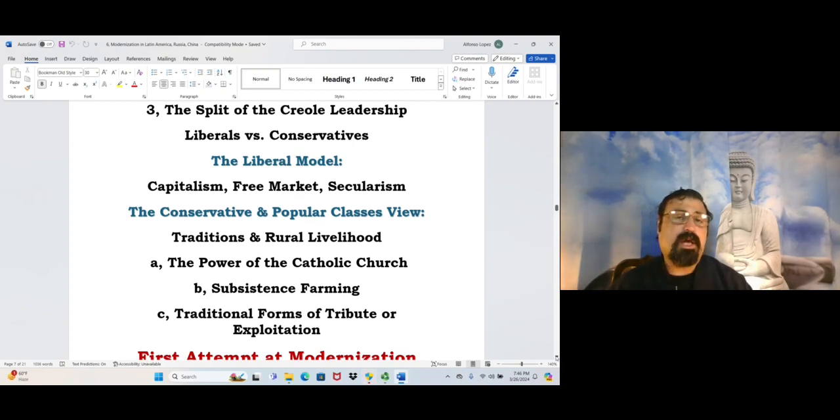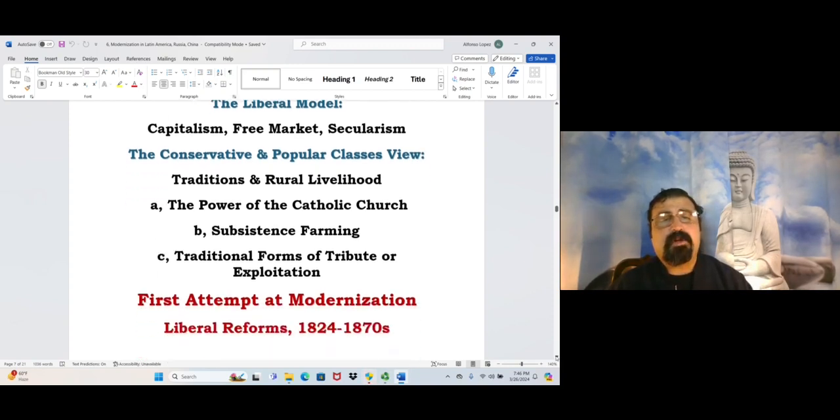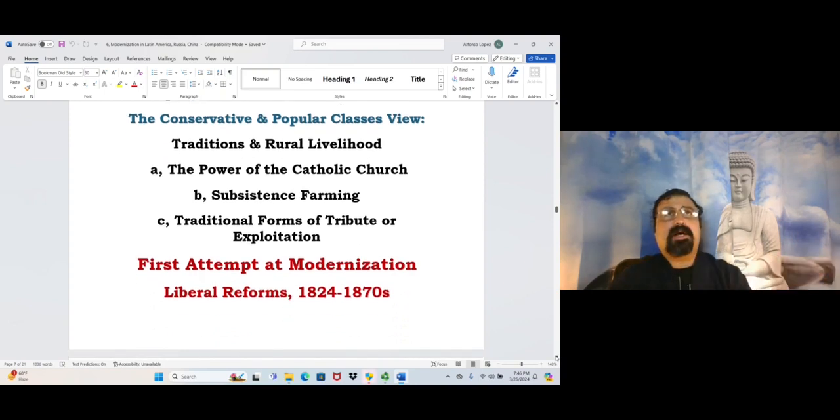Now, the conservatives, on the other hand, really look at Spain as a model for development. They're really also interested in achieving economic development. They don't want stagnation. They don't want the economy to stay pretty much in the past. They want to move the country forward as well.